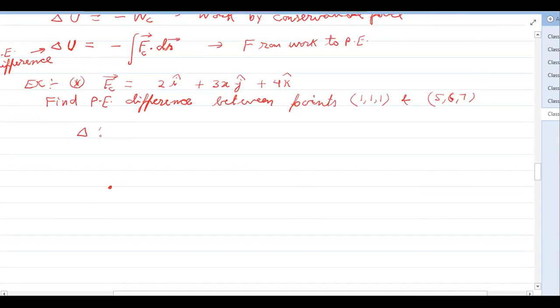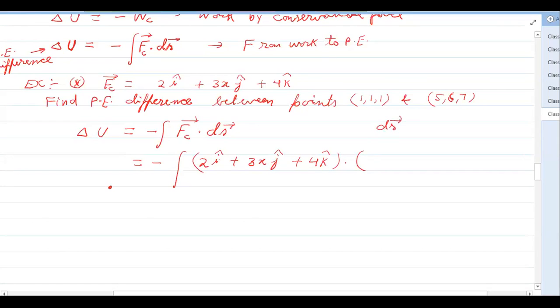How do we define potential difference now? Delta U will be equal to the integral of FC dot ds, with negative sign. And how much is FC? FC is 2i cap plus 3x j cap plus 4k cap, dot ds. The displacement ds is written as dx i cap, the x direction displacement in i cap direction, dy j cap, y direction displacement in j cap direction, and dz k cap, z direction displacement in k cap direction.